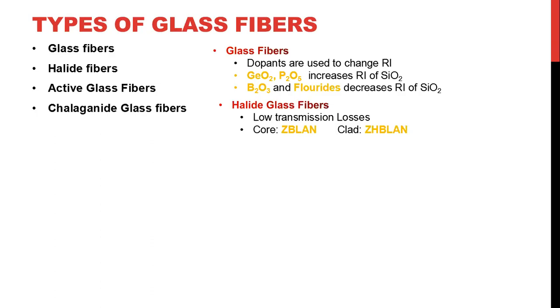The second type, that is halide glass fibers. The main feature of this halide glass fiber is that it offers very less transmission loss. Here, the core is constituted by ZBLAN, whereas the cladding is by ZHBLAN.